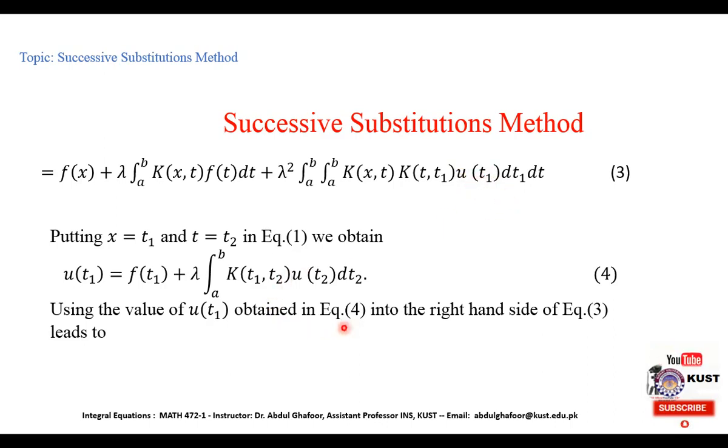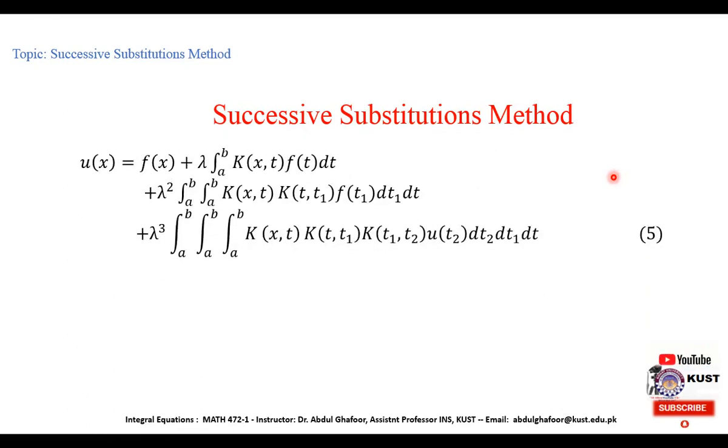So using this u(t1) in equation 3, we get equation 5, and this equation 5 can be obtained from equation 4 after a little simplification. Now you can see that this equation 5 contains single integrals, double integrals and triple integrals, and this process will continue. So we have u(t2) now. To compute this u(t2), again we use equation 1, but now we will use x equal to t2 and t equal to t3.